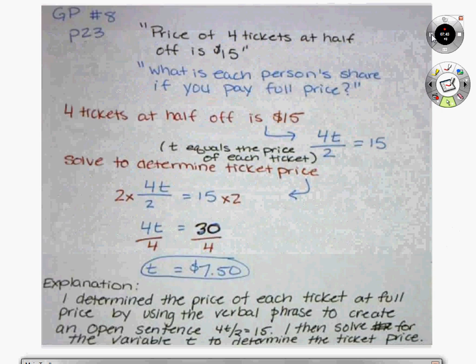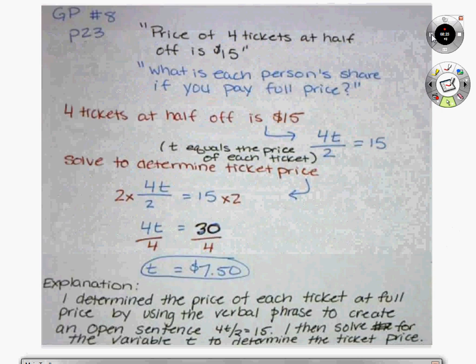Okay, guided practice number 8 on page 23. There are 2 main portions of this question that we need to look at. The first one is the price of 4 tickets at half off is $15. And we actually get that within the question itself. But there is some reference to example 4 on page 23 that we can look at. It's not really that necessary. It just gives you the idea of how to use unit rates. Okay. The next thing that we do is we look at the phrase, what is each person's share if you pay full price? So that kind of sets up what we need to do for our open sentence.